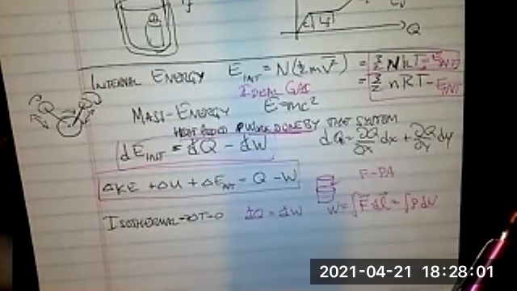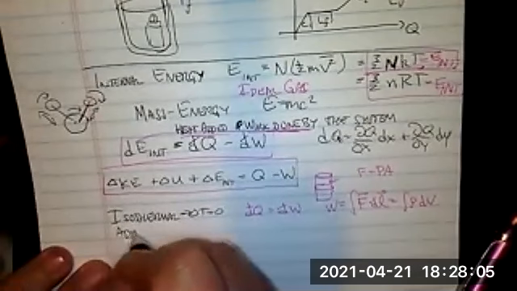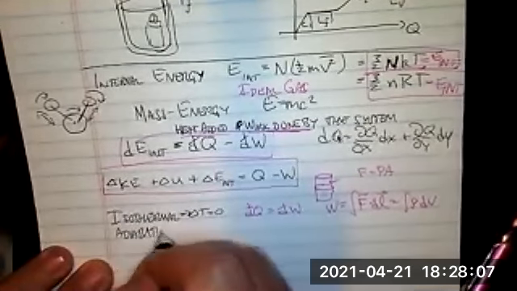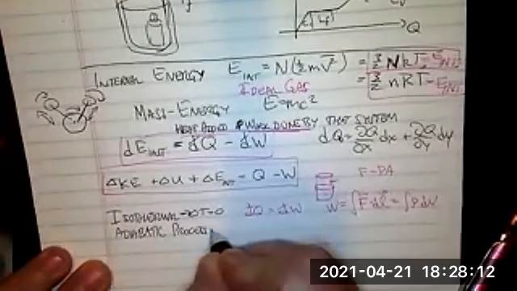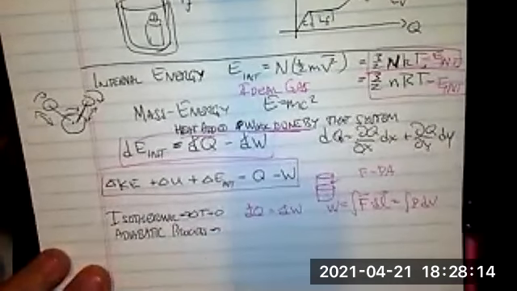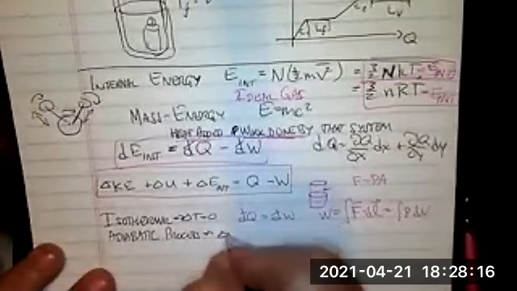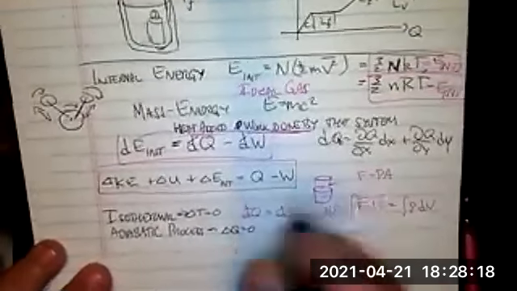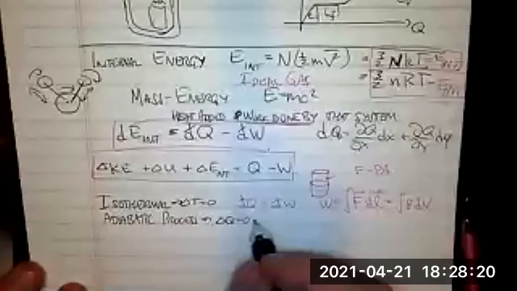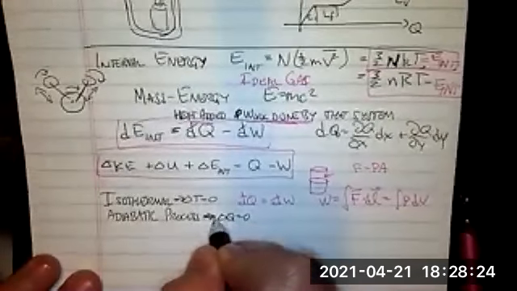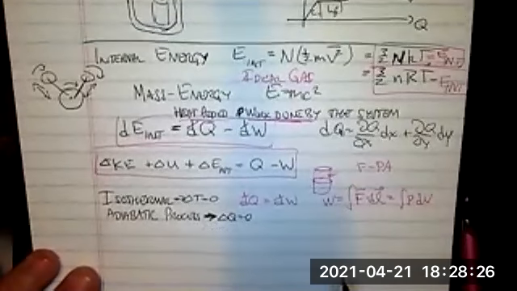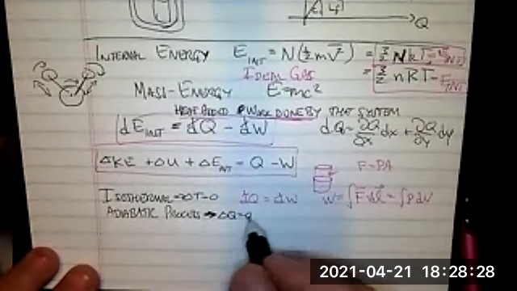There's another process called adiabatic. And for an adiabatic process, that's one that's either so perfectly insulated that delta Q is equal to 0, or it happens so rapidly that the slow, cumbersome process of conduction can't take place. So the main thing is dQ is equal to 0.